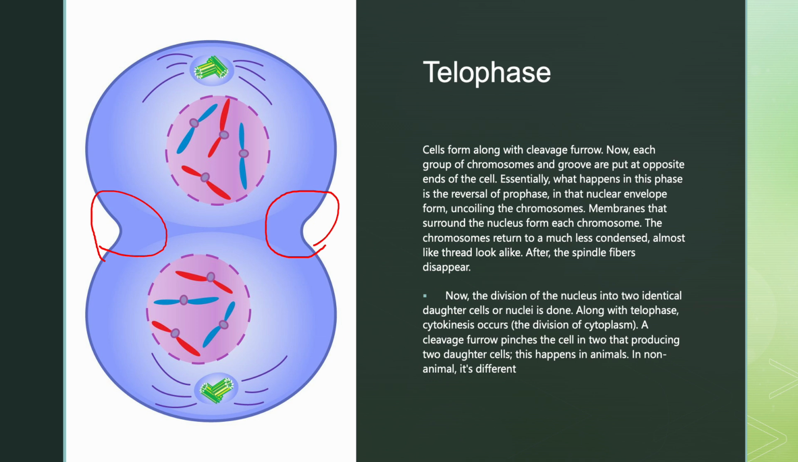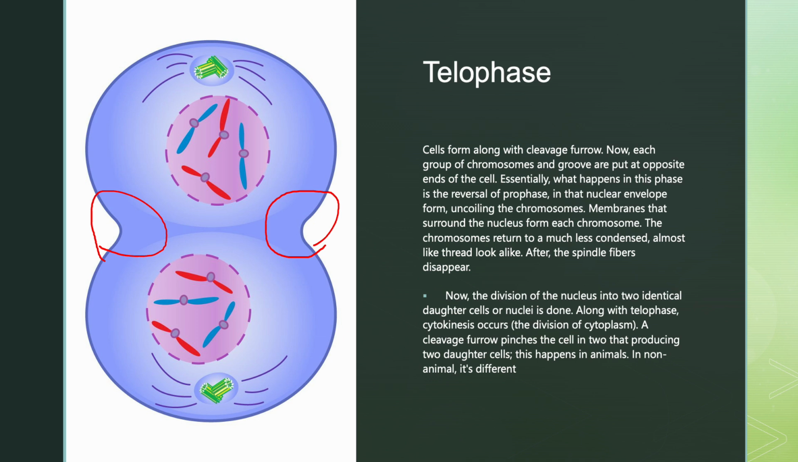Now this division of the nucleus into two identical daughter nuclei is done. Along with telophase, cytokinesis occurs, the division of cytoplasm. A cleavage furrow pinches the cell, producing two daughter cells. This happens in animals and in humans as well, and in non-animals it's different.